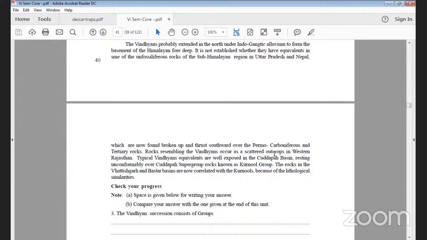Rocks resembling the Vindhyans occur as scattered outcrops in western Rajasthan. Typical Vindhyan equivalents are well exposed in the Kurnool basin, resting unconformably over the Kadapa supergroup of rocks, which is known as the Kurnool group.